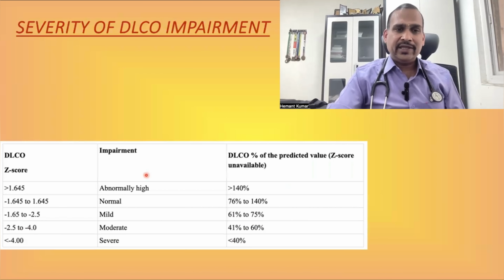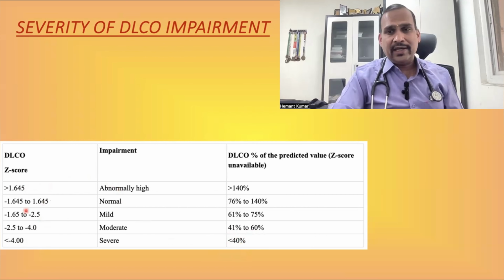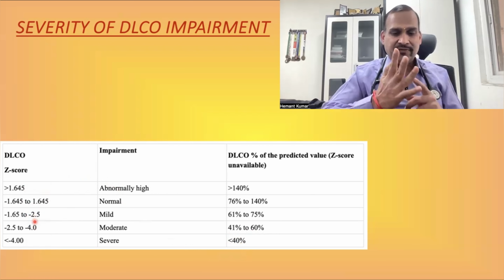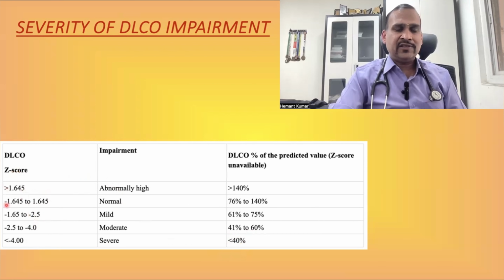So for severity, previously we used to see percentage. More than 140 is high. 75 to 140 is normal. 75 to 60 is mild. 41 to 60 is moderate. Below 40 is severe. But in the new guideline, we should use Z score. So we have to remember three numbers: 1.65, 2.5, 4. So plus 1.65 to minus 1.65 is normal.